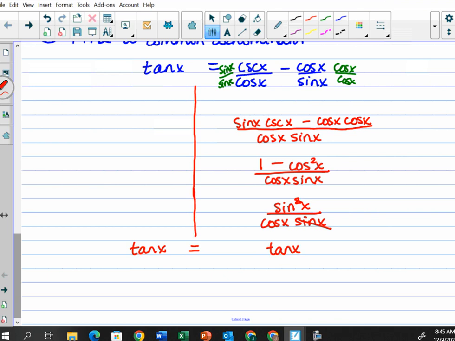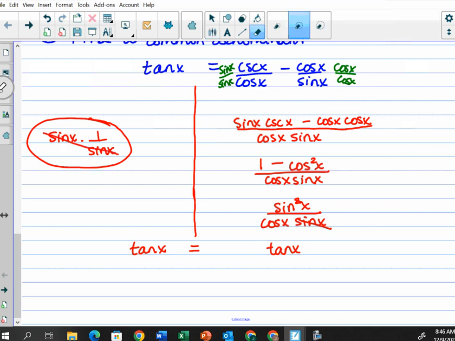How is sine of x times cosecant of x 1? Isn't cosecant 1 over sine? Isn't that sine times cosecant? Yes. So any of those that are reciprocals of each other, when you multiply them, they're just 1. So cosine times secant is going to be 1. Tangent times cotangent.